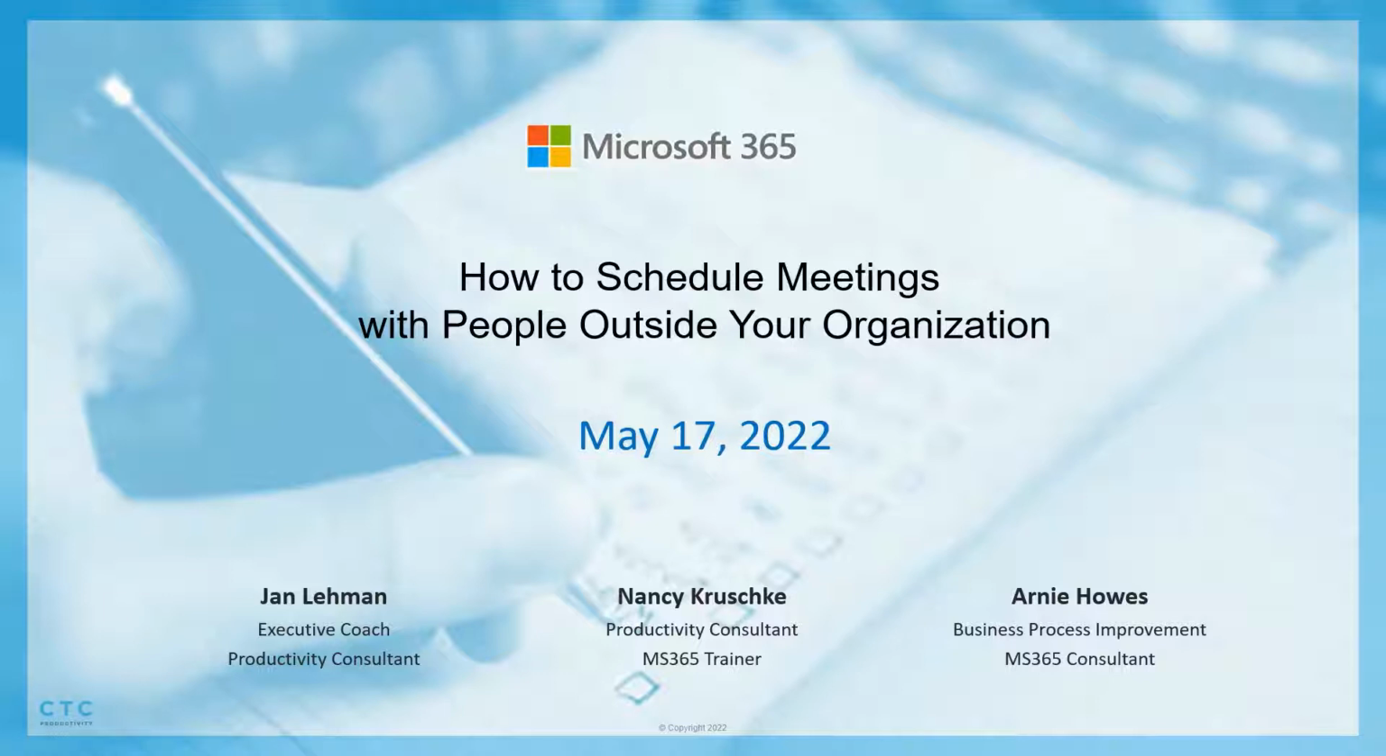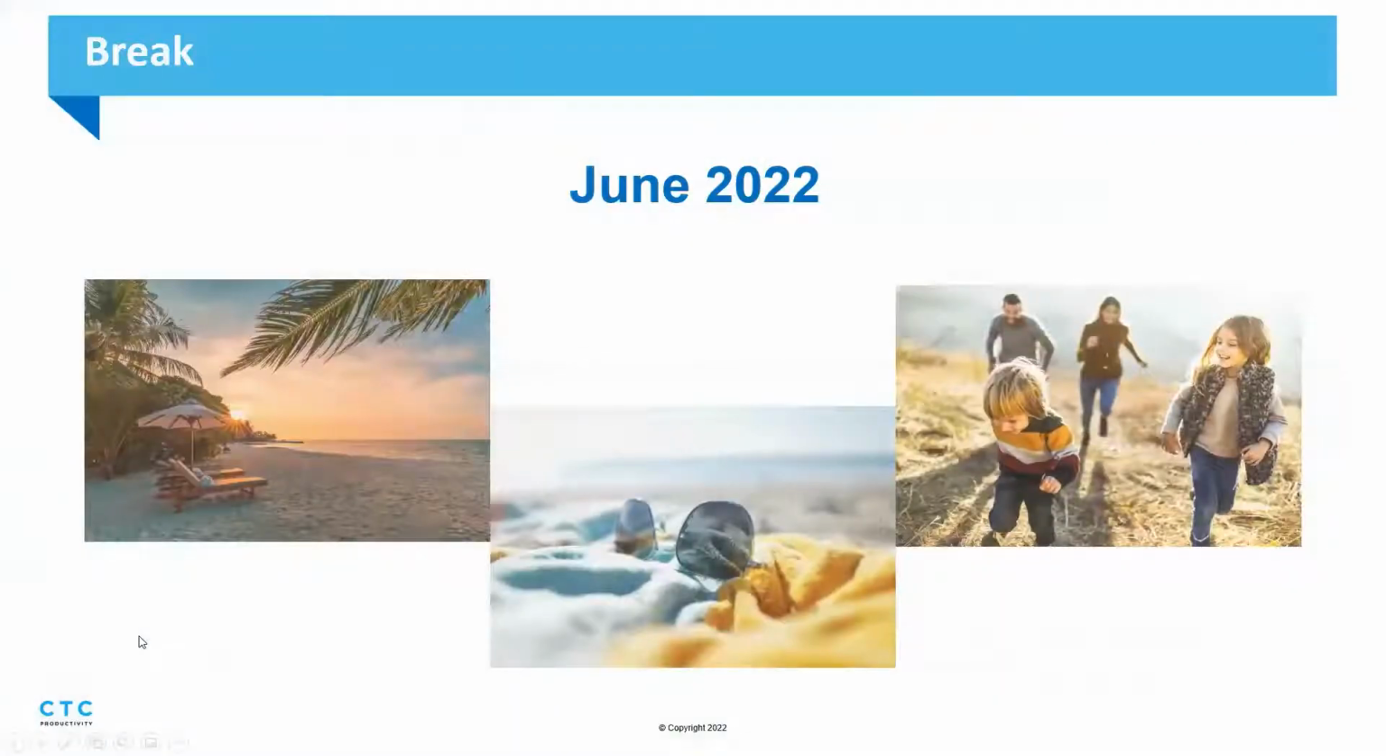And next month, we actually are going to take the month of June off. We all have some vacations and different things going on. I love this. This makes me so happy. Mine's unfortunately not a beach vacation. Mine's college orientation, different things. But June, we're going to take off.